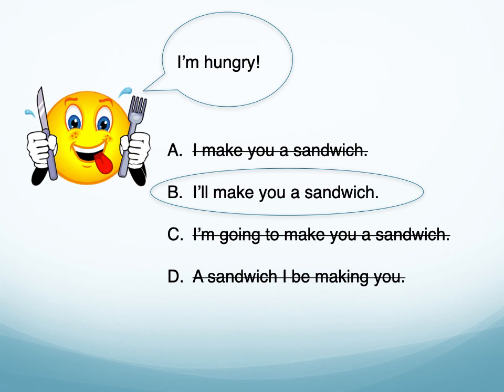We don't want to use A, the present tense, and we don't want to use going to, because it's not really a plan, but more of a voluntary action. And D just makes no sense. So this one is definitely B. So if you said B, good job. So let's move on to another example.